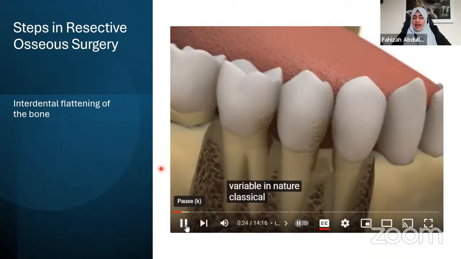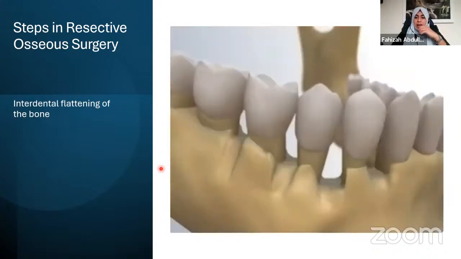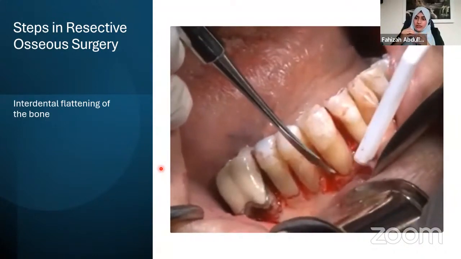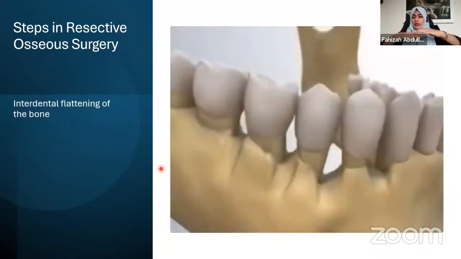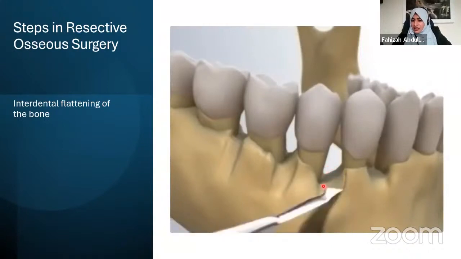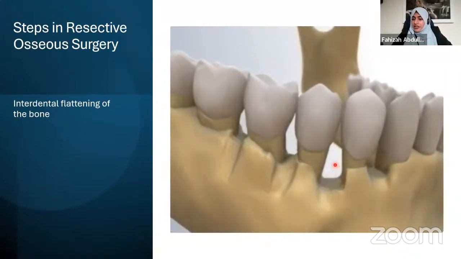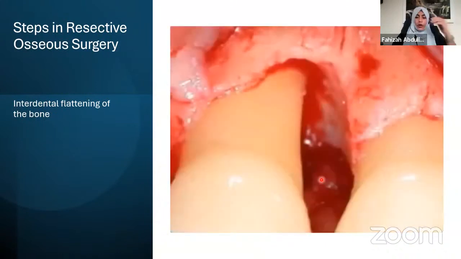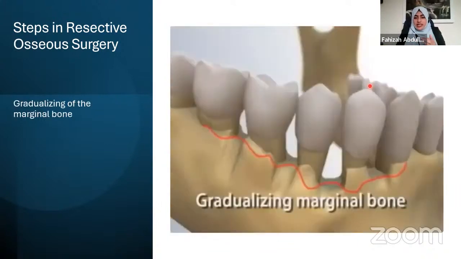Coming to the interdental flattening of the bone, this is an ostectomy procedure. Sometimes there is an interdental bone defect as well, and you have to flatten it out, because here you can see the vertical groove defect. Now you have to flatten this much to get better adaptation as well, and to get the proper contour for the final scalloping of the gingiva. If the flattening of the interdental bone is not done, you might cause more defect over there. Then you do the gradualization of the margins.